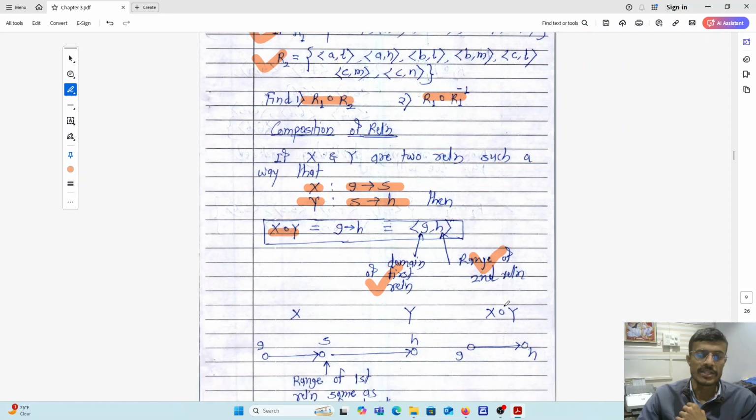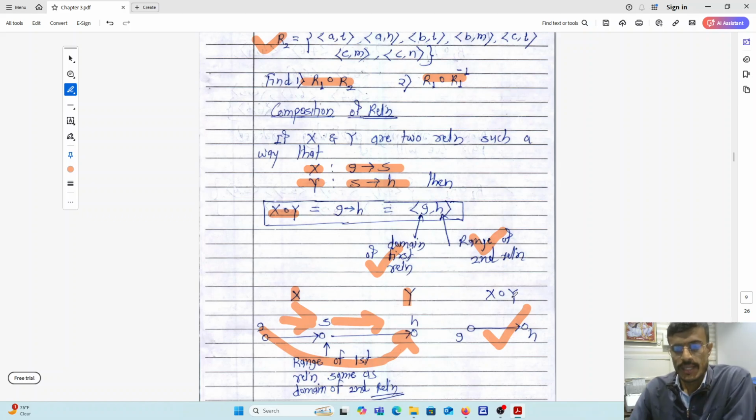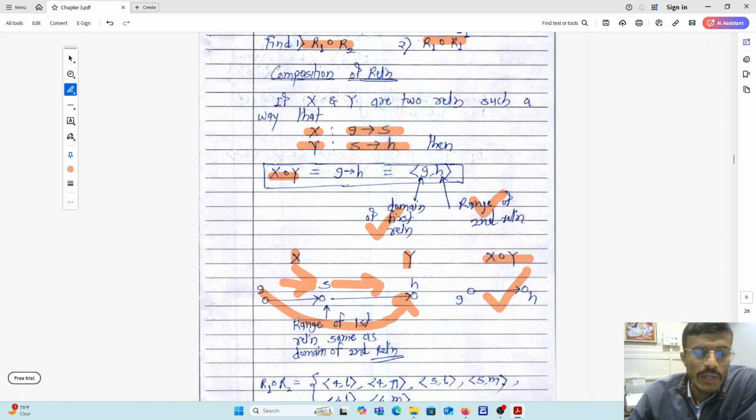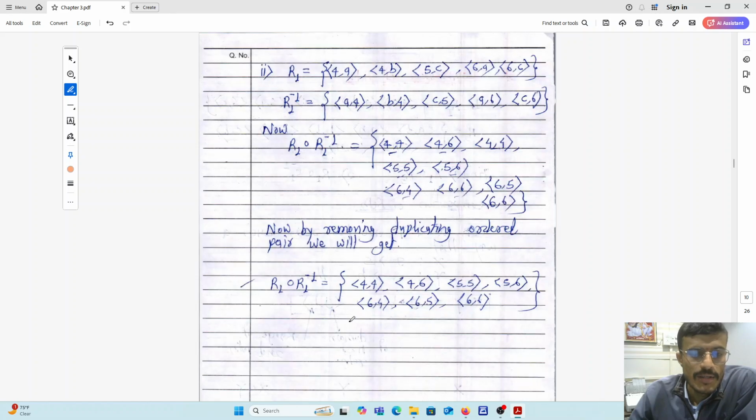Range of the second relation. You can see here X, that is G tends to S, and here Y, which gives you S tends to H, and it gives you G tends to H. This is nothing but G tends to H, that is X composition Y. What we have mentioned here: range of the first relation is the same as domain of the second relation.